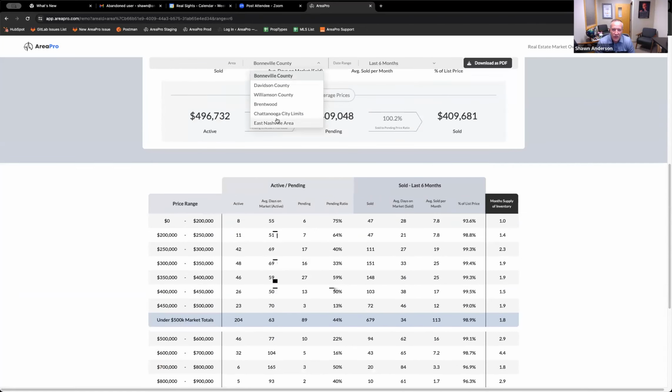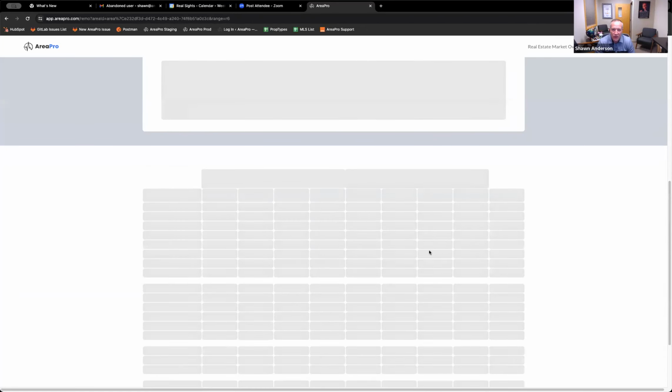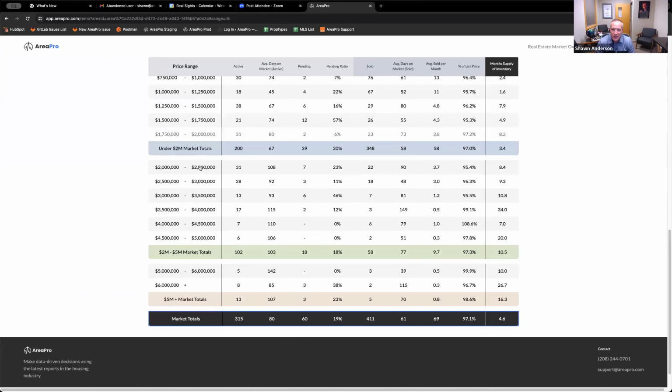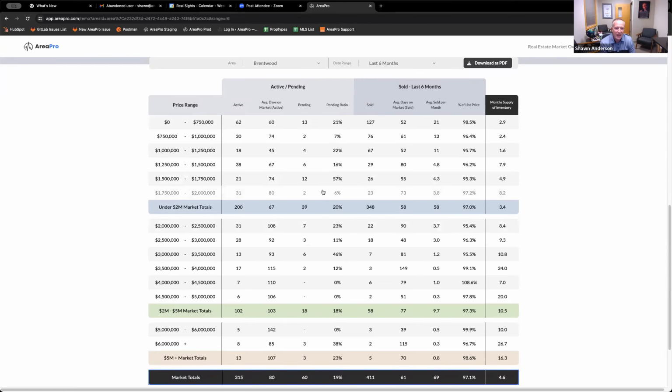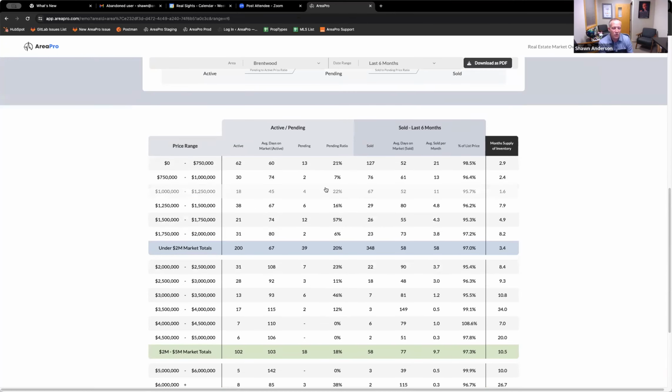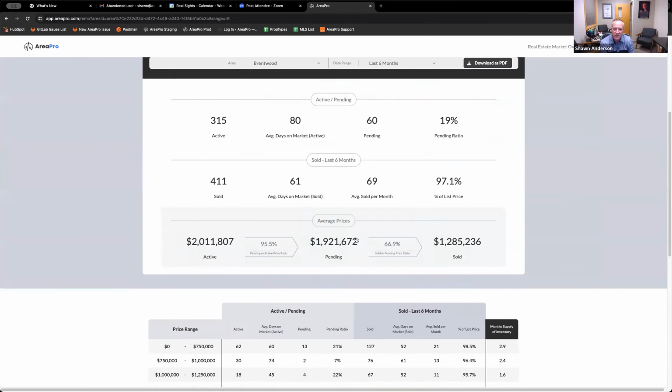But Brentwood, as we know, is not average. When we go to Brentwood, these price points update. And we have all the way from 0 to 750 is bundled into one row, and then we get more granular. So this is kind of our luxury price bracket, and it's designed to just update based on what data is coming out of the system. But this is Brentwood right now.